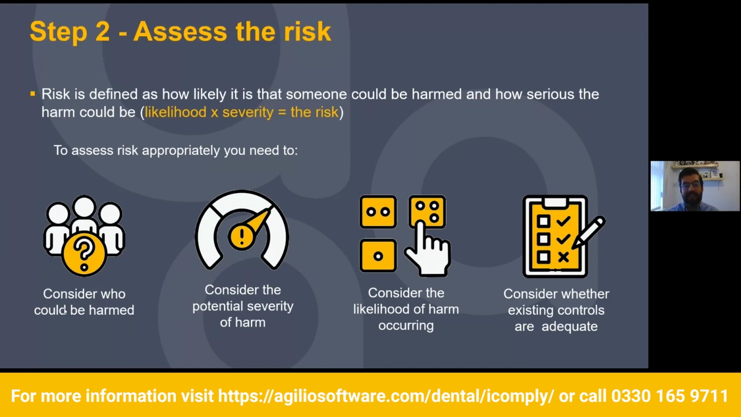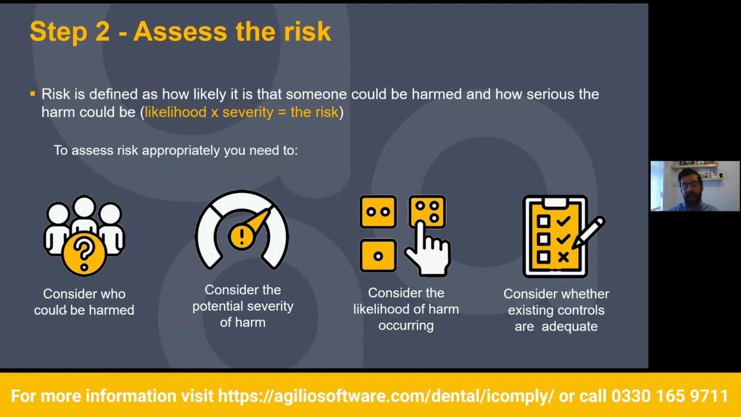So look at who could be harmed based on the hazards that you've identified. Then, as I touched on, consider the severity of that harm. If a little child goes and grabs that knife, that could be a very, very serious injury to them. You then consider the likelihood of that occurring. If the knife is in the waiting area, the likelihood is going to be increased because of the amount of people in that area.